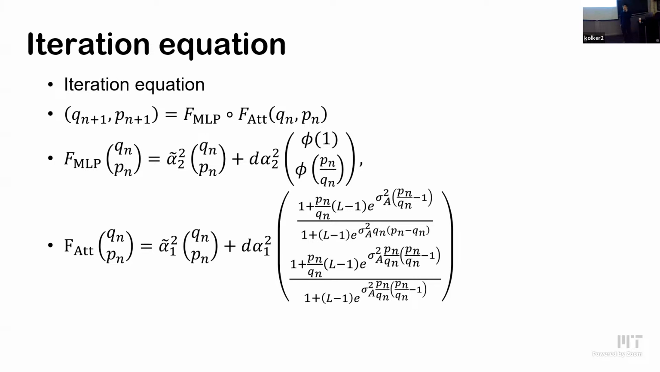The ratio between P and Q will be the parameter that tells you the angle. The angle at the next step will be given by repeating these two iterations. You have an input vector, and you first put it here. You get this complicated thing coming from the attention, and then you get this coming from the MLP. You convolve these two functions, and you get this iteration equation. There are some approximations here that I didn't write on the slide.